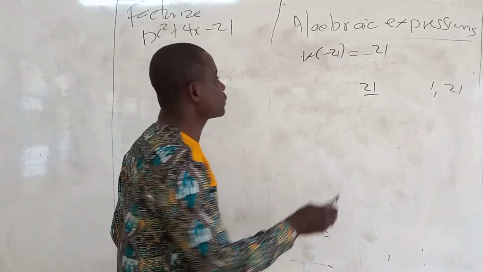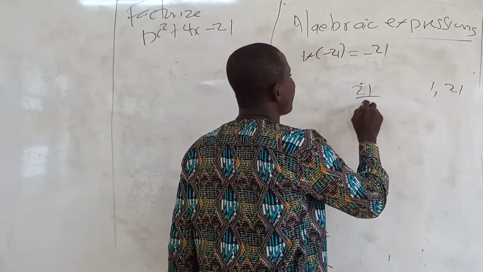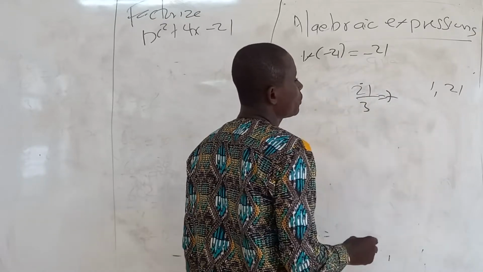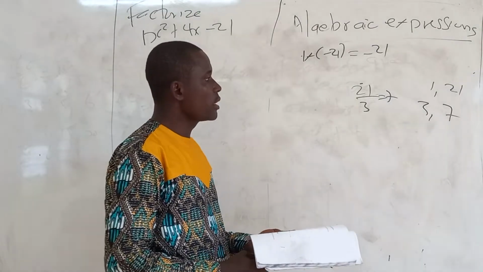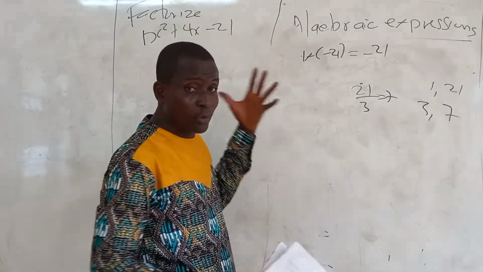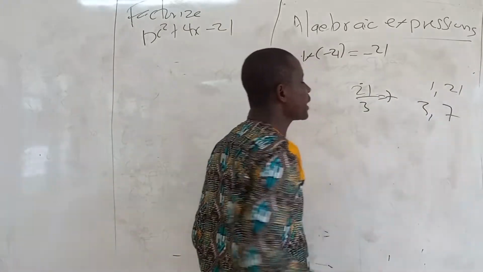So I move to the next factor, which is what? 21, 2 cannot go into it, so 21 over 3 is 7. So I'm having 3 and what? 7. I hope you are getting it. What have we just done? 3 and 7. Let's add 3 to 7, what do I get?